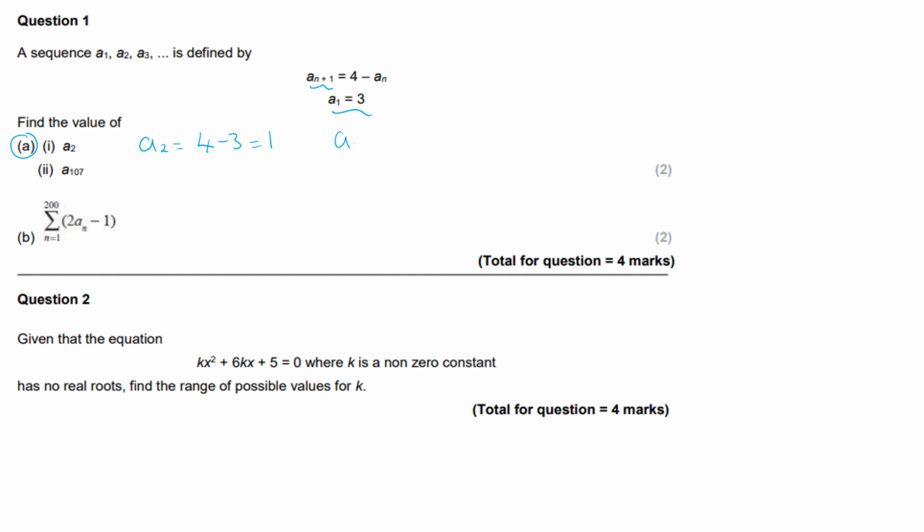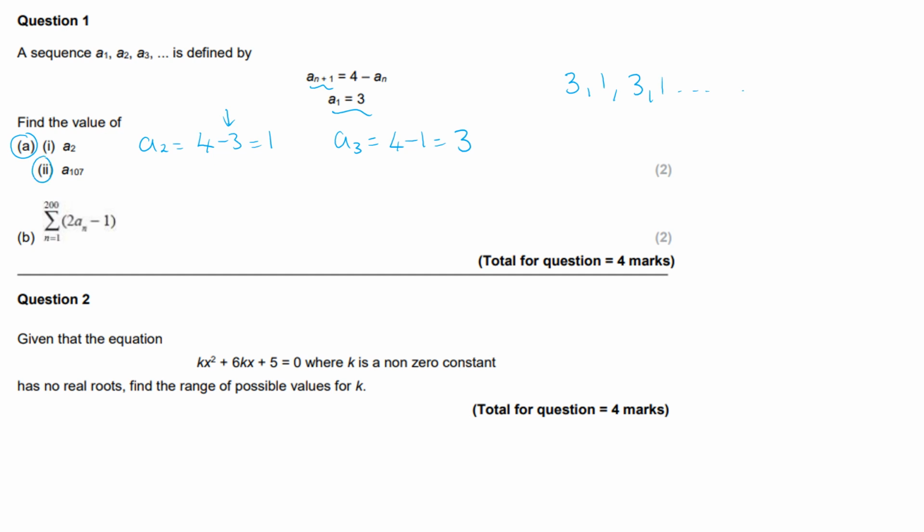Now it's always worth doing a few more terms and let's see what's going on. So A3 will put the 1 into the recurrence relationship and do 4 minus 1, which takes us back to 3. And we know when we put 3 in, we got 1. So we're going to have a periodic sequence that's going to start 3, 1, 3, 1, and just keep going like that and so on. Every time you put 3 in, you get 1, and every time you put 1 in, you get 3.